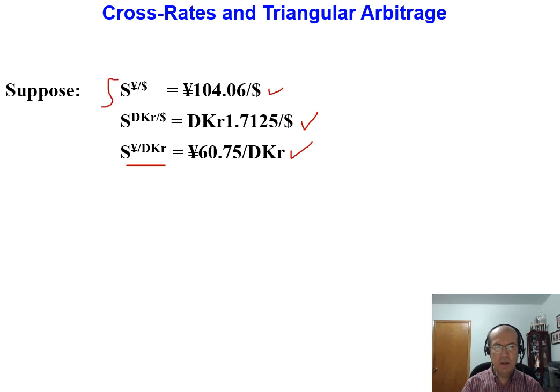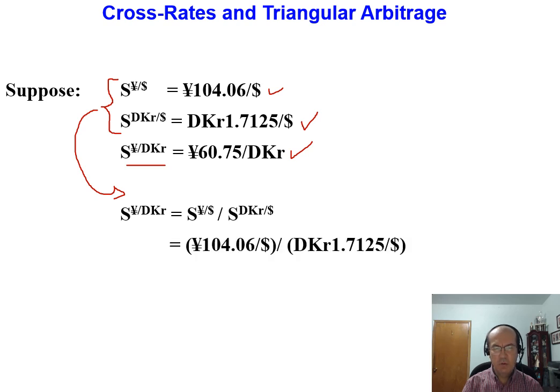However, we also can compute the same exchange rate by using the first two quotes. So let us do it. In order to compute the implicit exchange rate from the first two quotes, we will divide the first quote, Japanese yen over dollars, by the second quote, Danish krone over dollars. So it will be 104.06 Japanese yen over dollar divided by 1.7125 Danish krone per dollar.